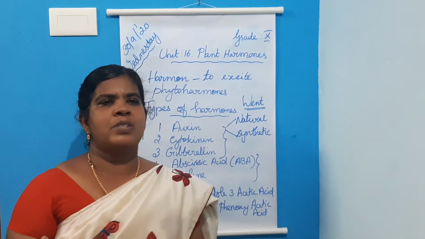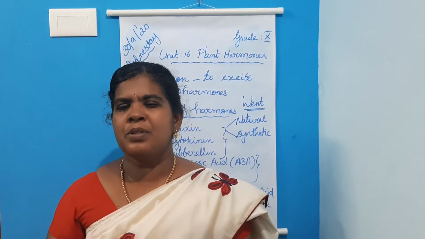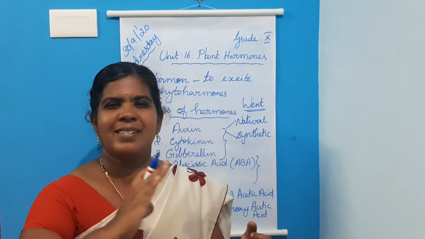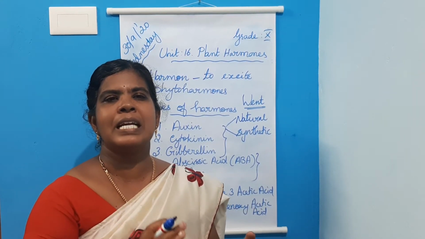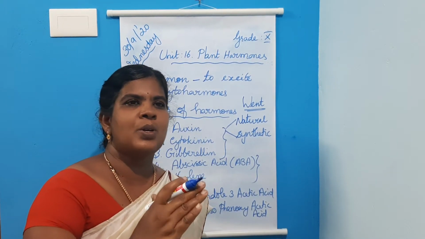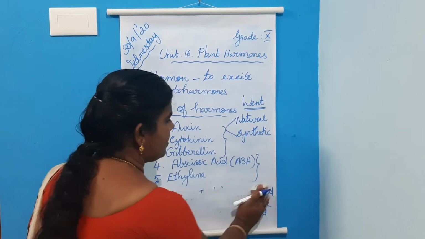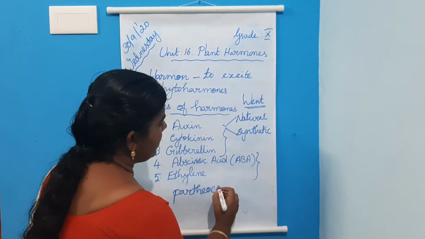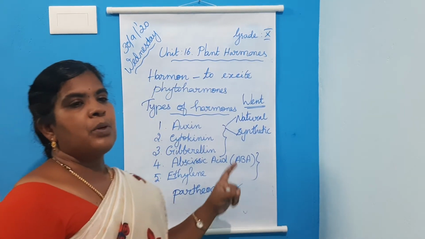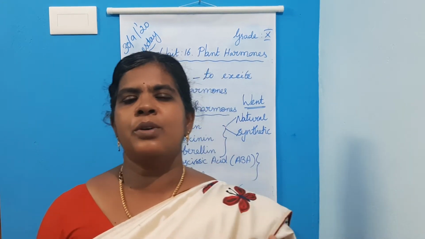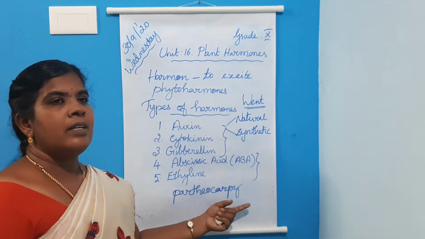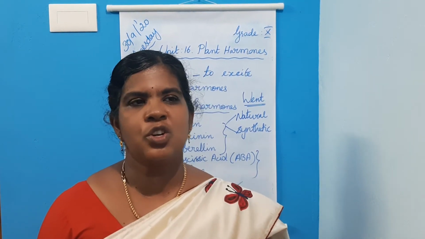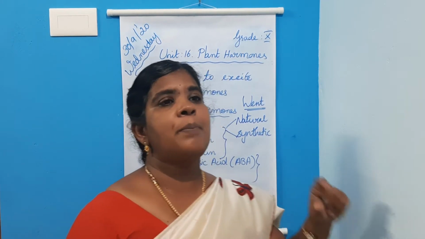Next is seedless fruits are formed without fertilization. So seedless fruit formation without fertilization is induced by auxin. When auxin is applied externally, the external application of auxin induces seedless fruit formation. What is that process called? Parthenocarpy. Seedless fruits without fertilization induced by the external application of auxin is called parthenocarpy. So seedless fruits are formed by the application of auxin. Those are called parthenocarpic fruits.